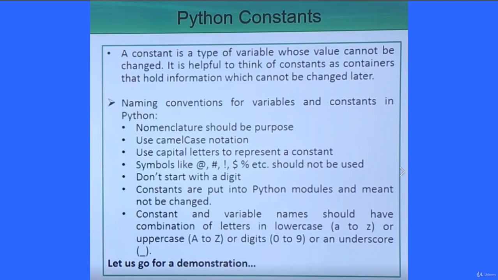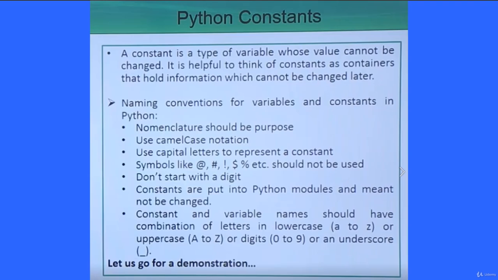Symbols like @, hash, exclamation, dollar, percentage, etc. should not be used. Don't start with a digit, that is very common. In the previous video also we showed that 1variable is not a valid variable name, but variable1 is a valid variable name. Constants are put into function modules and are meant not to be changed. As I discussed earlier, constants cannot be changed later on.